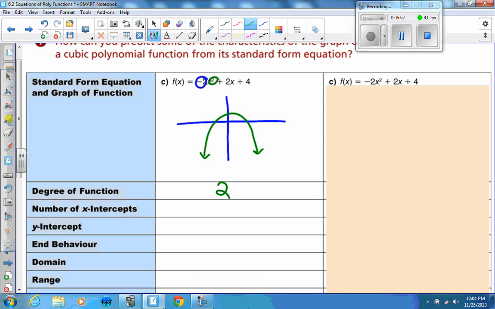The degree of the function is the highest power, so it's a degree of 2. The number of x-intercepts, what we talked about, should be 2 as well. Your y-intercept should be the last term in your equation. Your end behavior goes from left to right, so if you just write Q3 to Q4, that's fine. The domain is always an element of the real numbers.